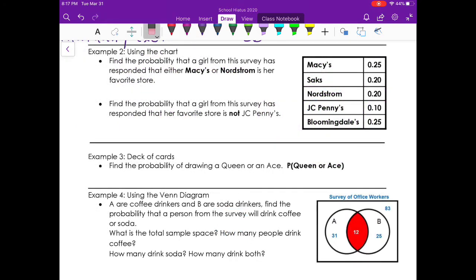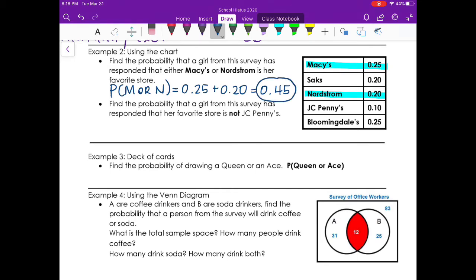In this next example, we're going to use the chart at the right, which details a survey of girls who responded about their favorite store. The first one, we're asked to determine the probability that a girl has responded that either Macy's or Nordstrom is her favorite store. So here's our Macy's, and here's our Nordstrom. And there's no overlap, so we don't have to subtract anything, and that gives us 0.45. Now, if you notice, when I add all of these numbers in this chart, the total of this is 1.00, which represents 100% of the people who responded.